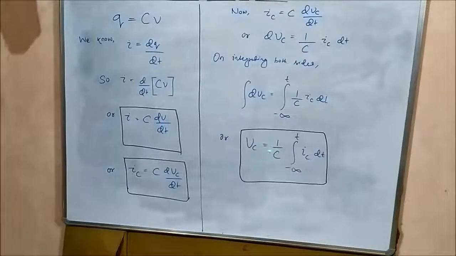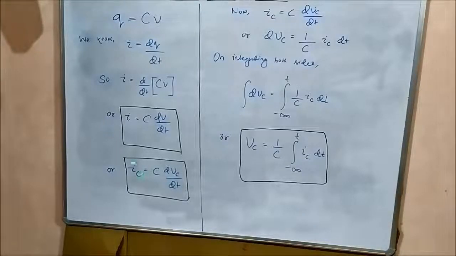So that's why we derived these two expressions of capacitor voltage and current. Here, IC is equal to C dVc by dt, and Vc is equal to 1 by C integral from minus infinity to t of IC dt. So these are the two important expressions related to the capacitor. One is for capacitor current, one is for capacitor voltage.